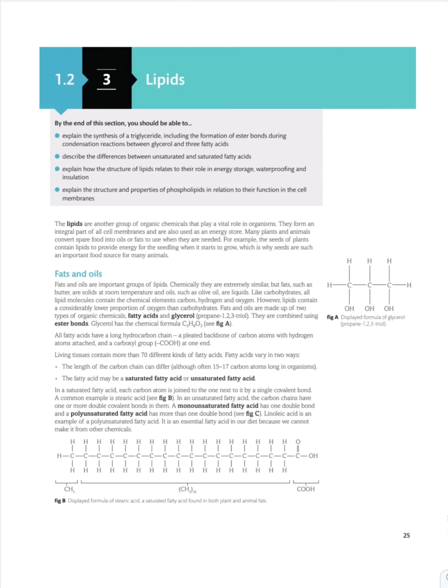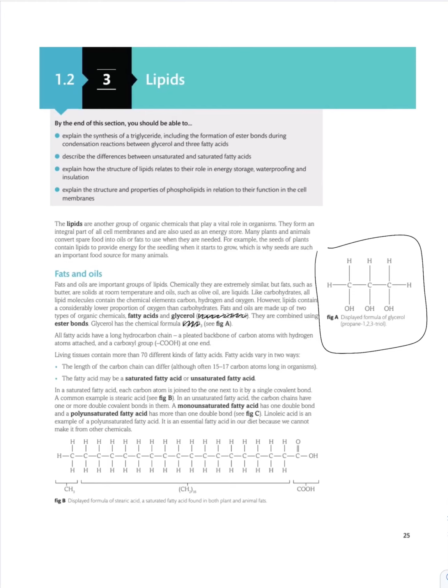However, lipids contain a considerably lower proportion of oxygen than carbohydrates. Fats and oils are made up of two types of organic chemicals, fatty acids and glycerol. You don't need to know that, I'm just telling you the structure of glycerol. They are combined using ester bonds. Glycerol has the chemical formula C3H8O3. They also won't ask you that, like, what's the chemical formula? They might ask you to draw it. So if they ask you to draw it, then there it is.